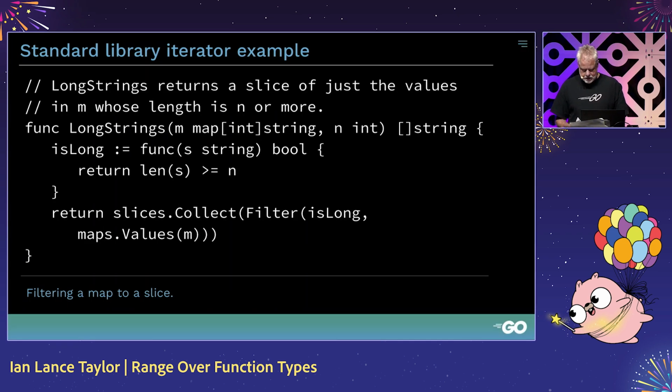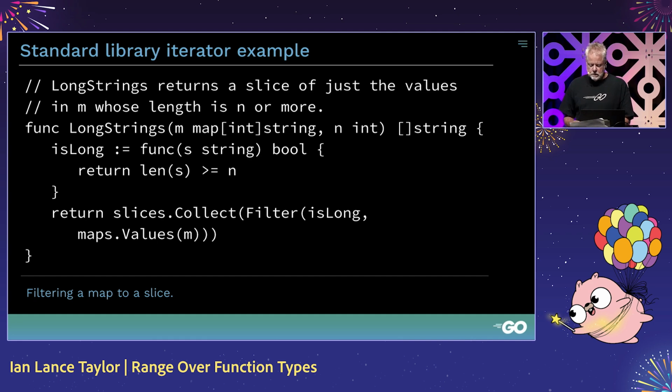Here's an example of how you might use these functions along with the filter function that I showed earlier. This function takes a map from int to string and returns a slice holding just the values in the map that are longer than some argument n. The maps.Values function, down at the bottom, returns an iterator over the values in m.